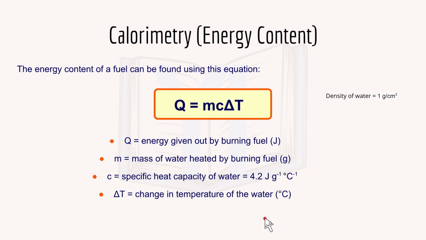Then we have some energy content. The energy content of a fuel can be found using this equation: Q equals mc delta T. Q is the energy given out by burning the fuel, in joules. m is the mass of the water heated by the burning fuel, in grams. c is the specific heat capacity of water, which is 4.2 J/g/°C. And delta T is the change in temperature of the water in degrees Celsius. One thing to note is that the density of water is around 1 gram per cm cubed.